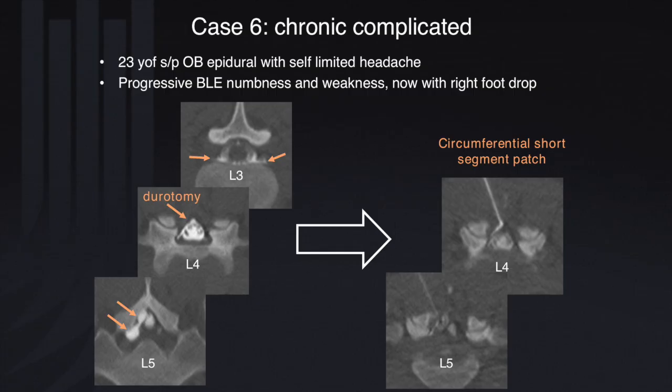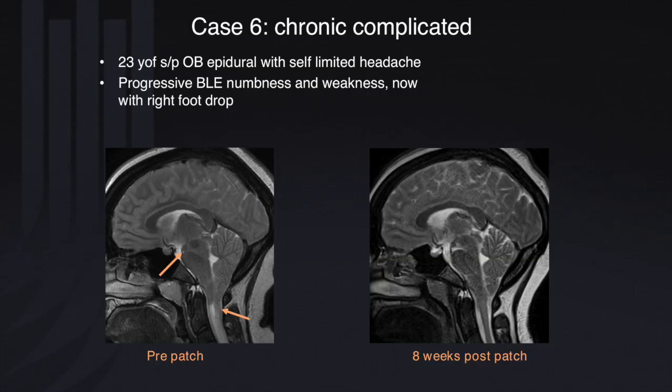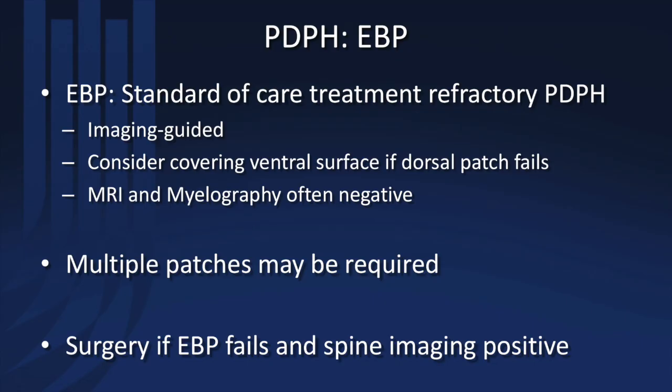So we essentially did a myelogram, and the myelogram was quite interesting because we end up having a clear durotomy here with contrast leaking out all over the place. So this was one of the few cases where the CT myelogram was positive, and it showed us the site of the leak, so we could patch directly at that location. And she did quite well, and 8 weeks post patch looked better.